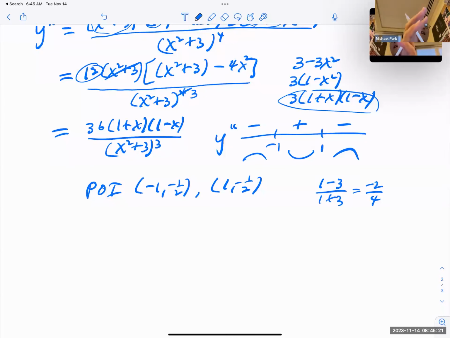See, now notice that it didn't say justify your answer, so you don't have to write, oh, these are points of inflection because y double prime changes sign. So that's why you've got to read the directions.